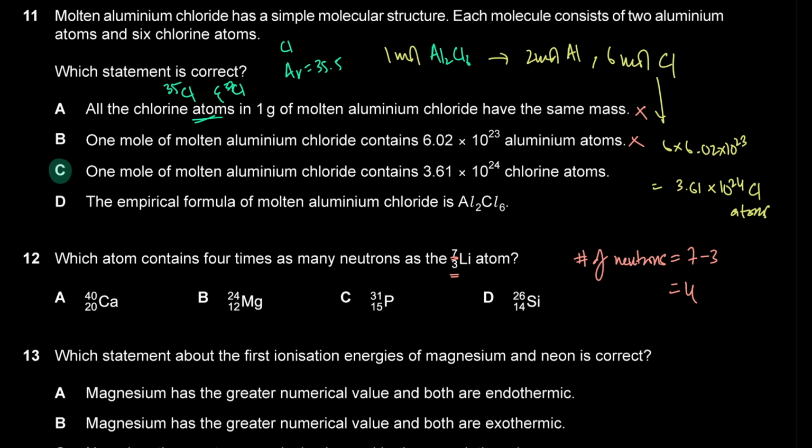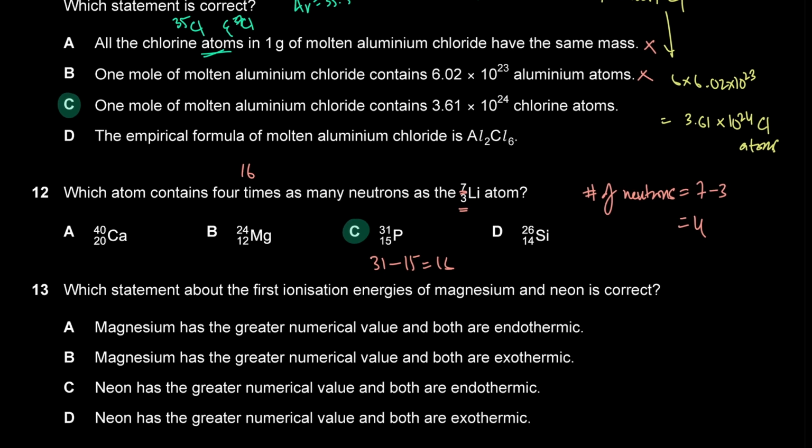So which atom contains 4 times as many neutrons? That would be 16 neutrons. And the answer over here is C, right? Mass number 31, atomic number is 15. We have 31 protons and neutrons. We have 15 protons. So we have 31 minus 15 neutrons. Okay, so the answer is C.